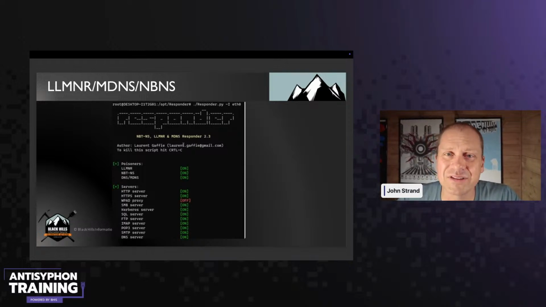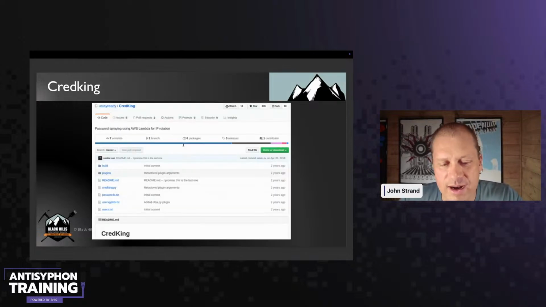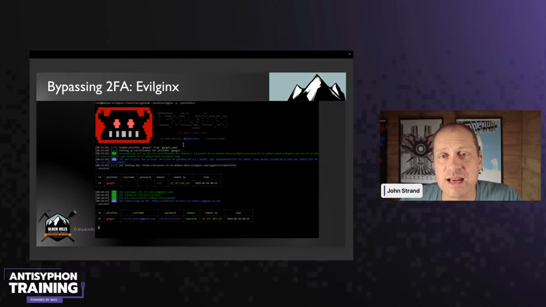But the point is, it's relatively easy in many environments to intercept people's password hashes because of these protocols. And I'll explain how these protocols work as well. Other tools: CredKing, this is completely available by You Stay Ready, and it allows you to do password spraying by doing IP address rotation via AWS Lambda. Bypassing 2FA: setting up a phishing site that's using Evilginx that allows you to intercept that token. So it forces the user to authenticate, intercepts the two-factor authentication, and intercepts that session identifier so that you can access their account as that user.